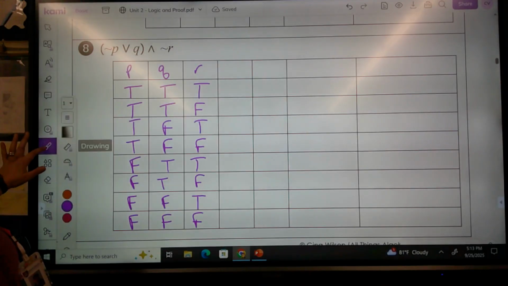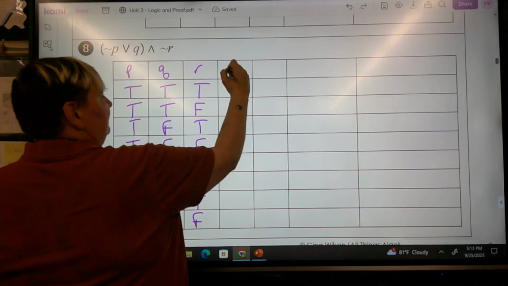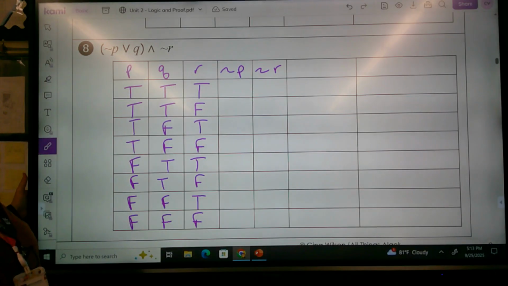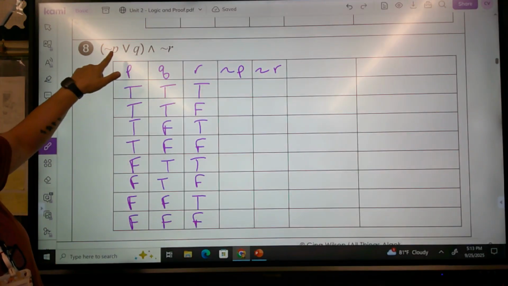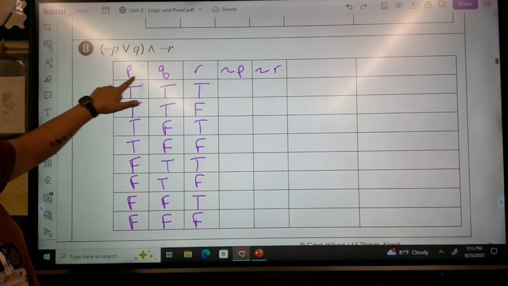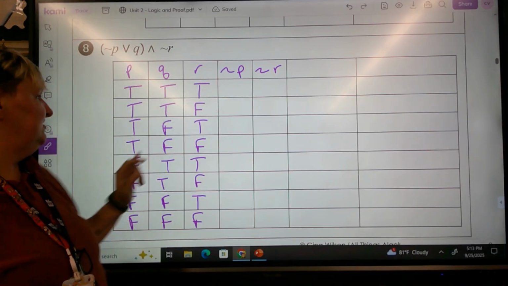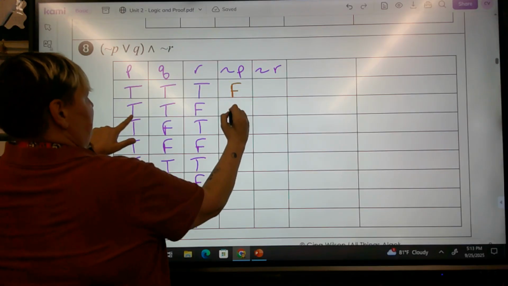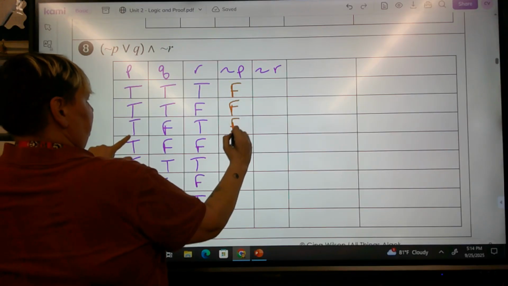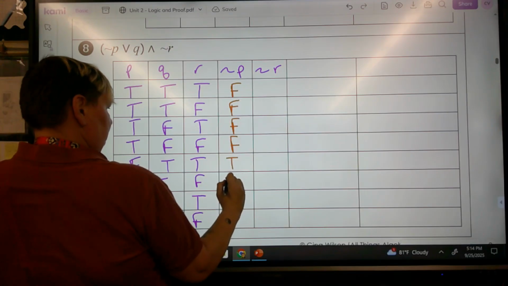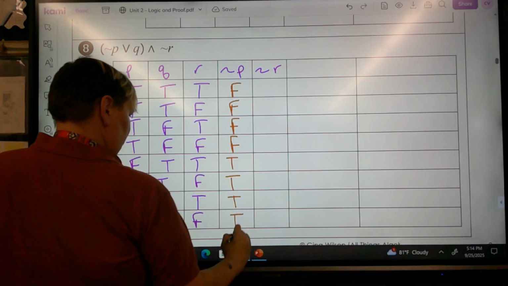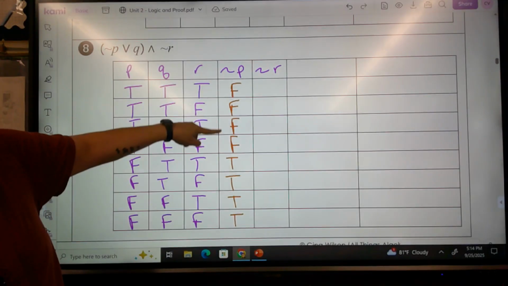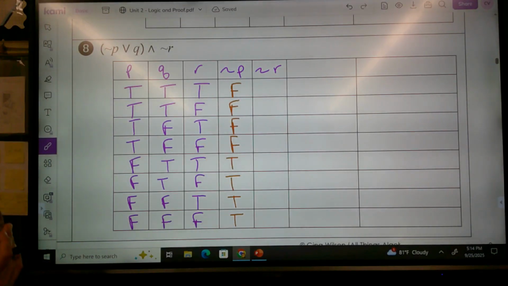Alright? And then we have 2 negations. We have a not P and we have a not R. We don't need to do a not Q because there is no negation of Q up here. We have all 3 statements and the 2 negations. Let's figure out what our negations are. Not P is the opposite of P. We had 4 truths, 4 false. Now we have 4 false, 4 truths. It's the opposite. It's the flip.